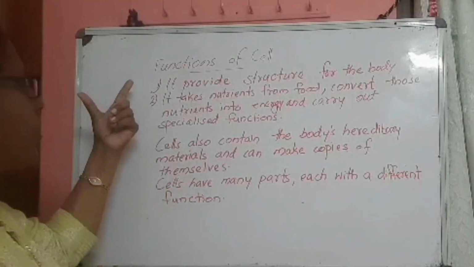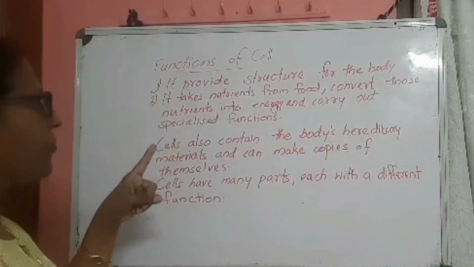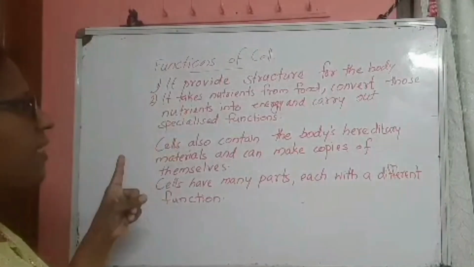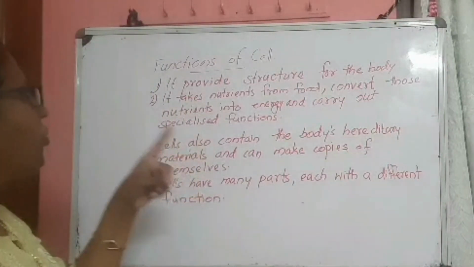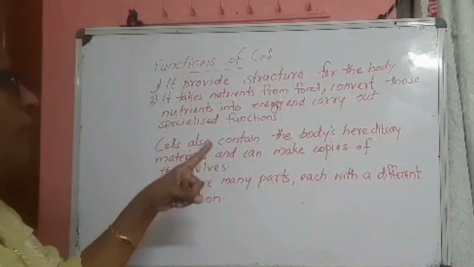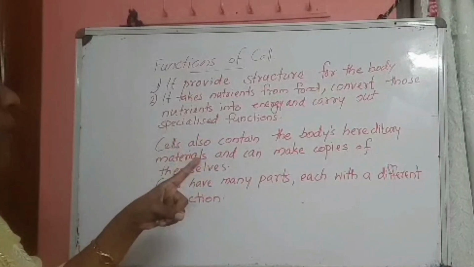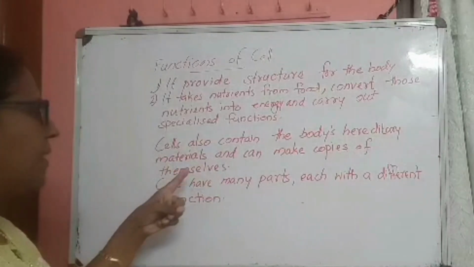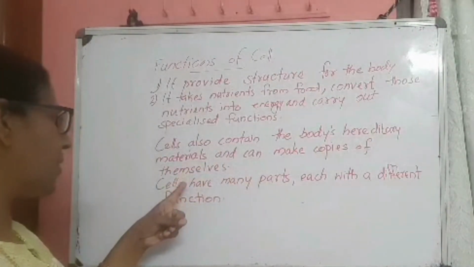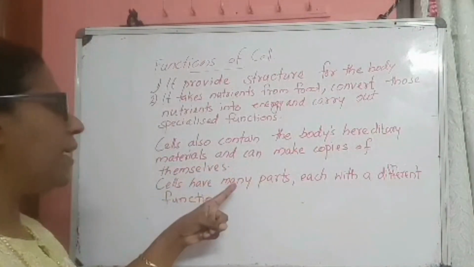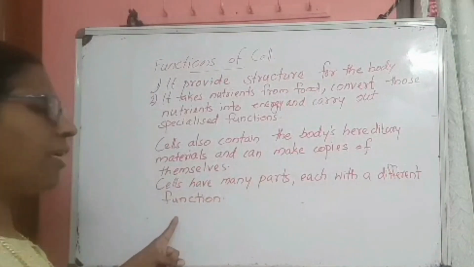So what are the functions of cell? It provides structure for the body, it takes nutrients from the food and converts those nutrients into energy, then carries out specialized functions. Cells also contain the body's hereditary materials and can make copies of themselves. Cells have many parts, each with a different function. This is just an introduction to the lesson, the cell. We'll continue in the next video.